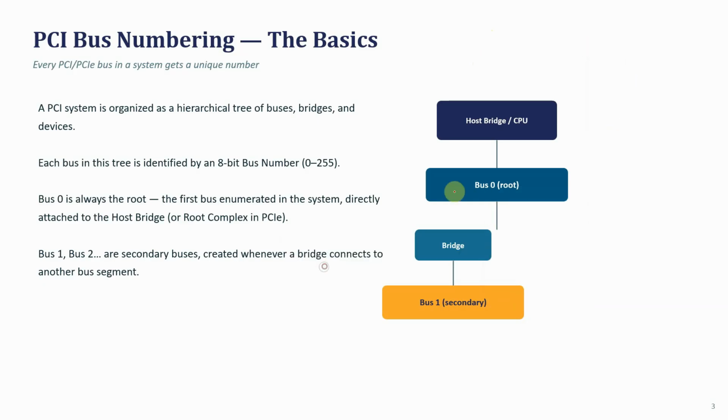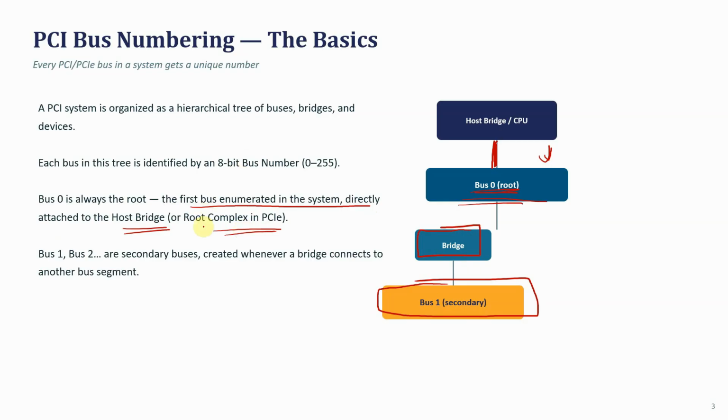Next, I have bus 0. This is the actual bus which connects my CPU, so this bus is termed bus 0. I also have something known as a bridge in between, which connects a secondary bus to the primary bus. This is my bridge. Bus 0 is always the root bus and the first bus enumerated in the system, and it is directly attached to the host bridge or the root complex in PCI.